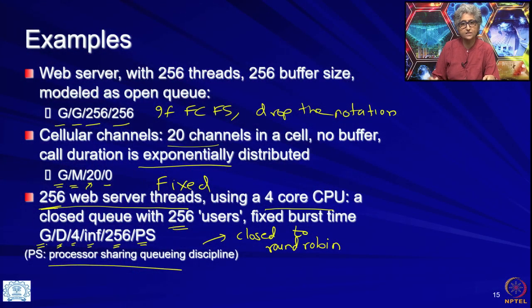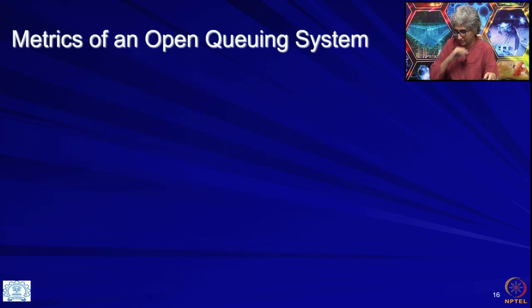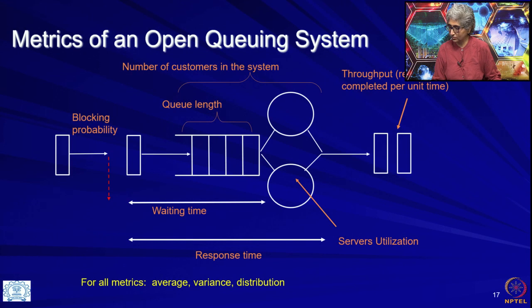So these are some examples of queuing systems in the Kendall notation that we just saw. But the whole point of defining a queuing system is to analyze it, right? We do not just want to describe the parameters and be done with it. So what are the metrics of an open queuing system? Remember that when we talked about that parameters and metrics table, we said that we can have a general model. So the general model is not only for the parameters, it's for the metrics also. So these are the metrics of the open queuing system.